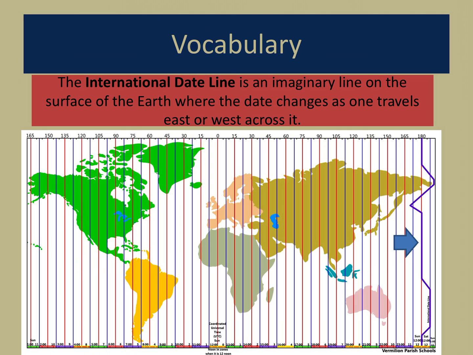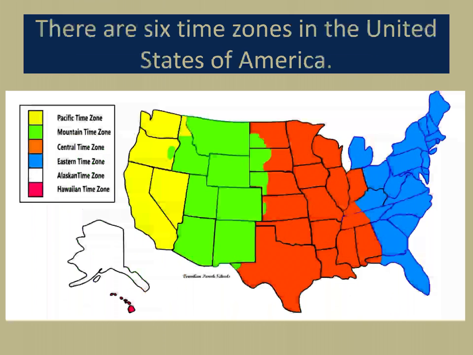See, when you go east across the international date line that separates the eastern hemisphere from the western hemisphere, you now lose a day. That is how the international date line works.